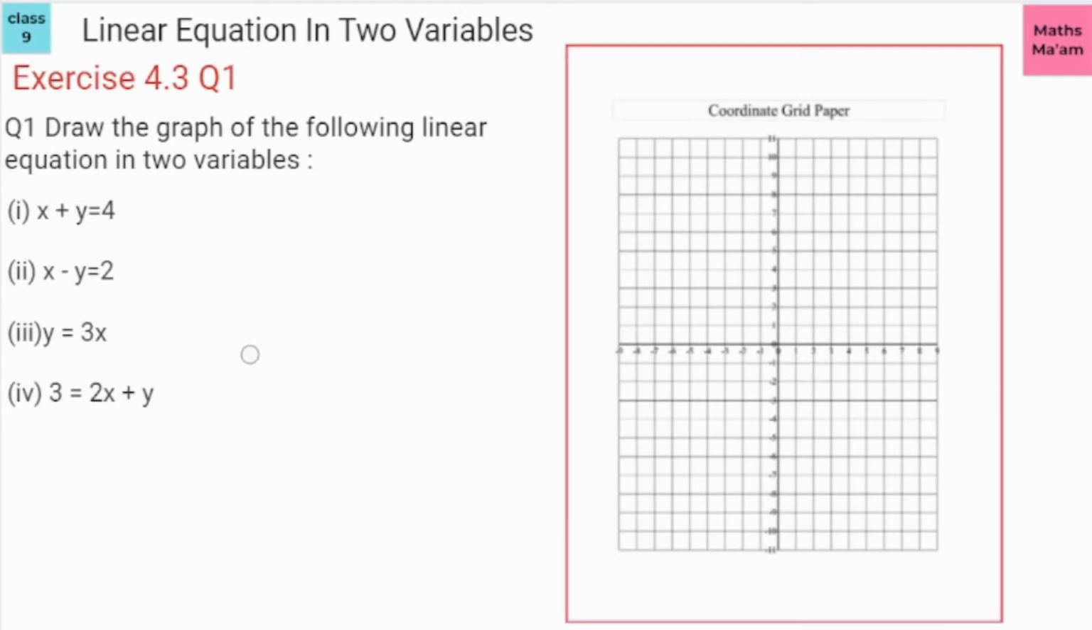Maths ma'am. In this video we are going to do NCERT exercise 4.3 question number 1. So I hope this video will be meaningful for you.